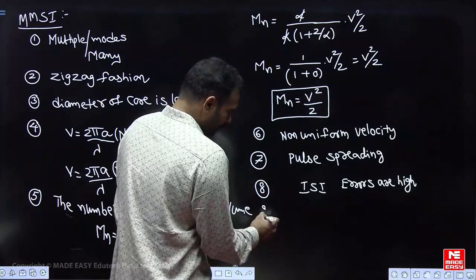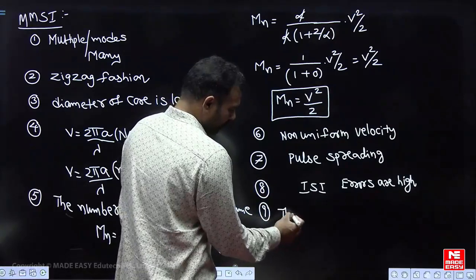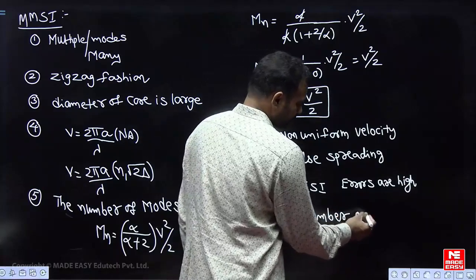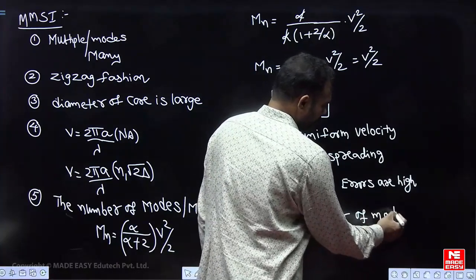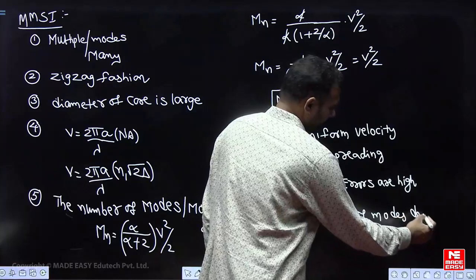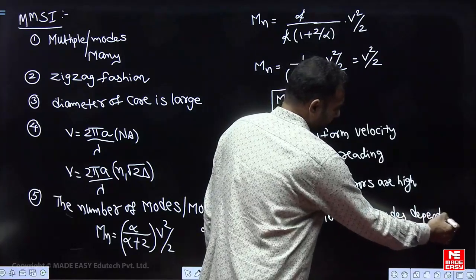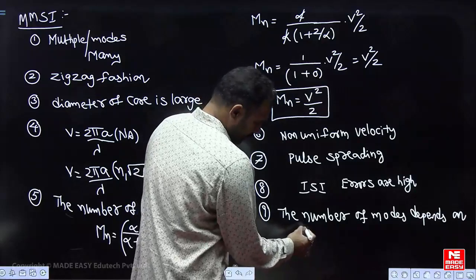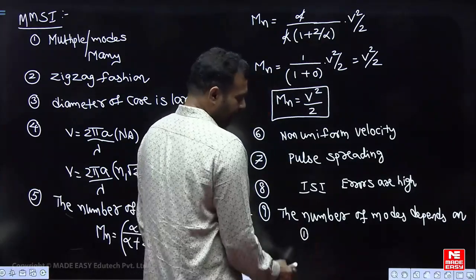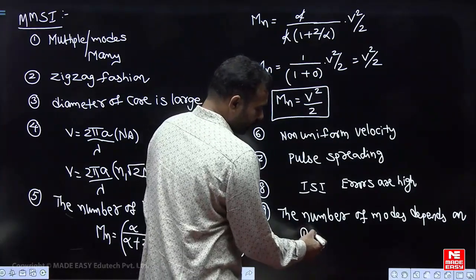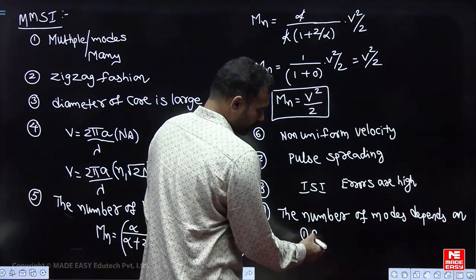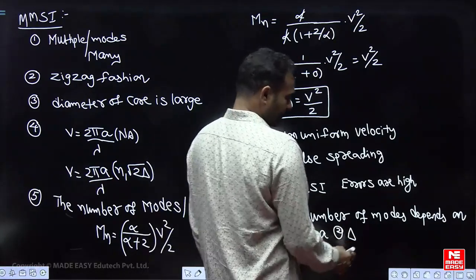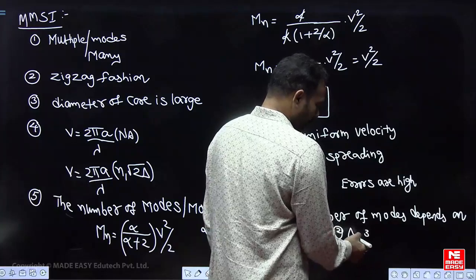And the next important point, that is point number 9, the number of modes. The number of modes depends on, I can tell the points neatly in the note I am writing here. First one is called the core diameter or core radius, which is given as 2a. Second one is called delta. Third one, delta or numerical aperture.